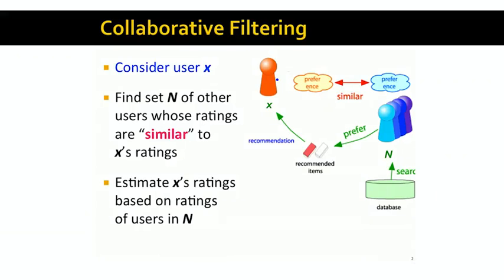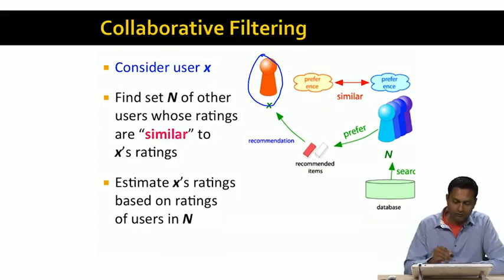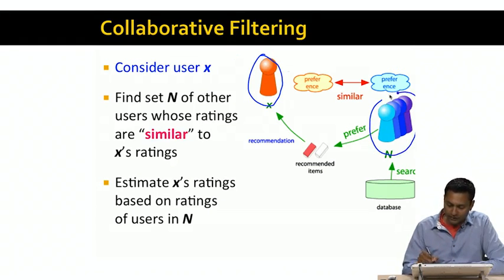The basic idea behind collaborative filtering is very simple. Suppose we have a user X to whom we want to make recommendations. What we're going to do is find a group of other users whose likes and dislikes are similar to user X. For example, suppose you're doing movie recommendations. This group of users like the same movies that X likes and dislike the same movies that X dislikes. We call this set of users the neighborhood of user X.